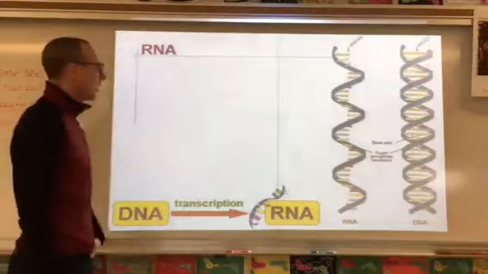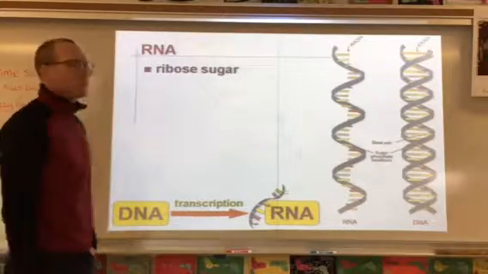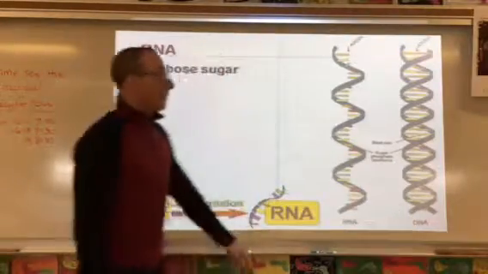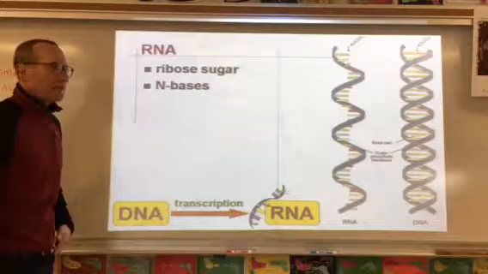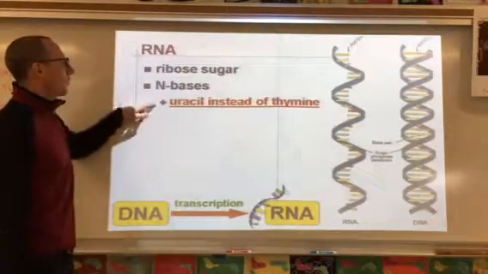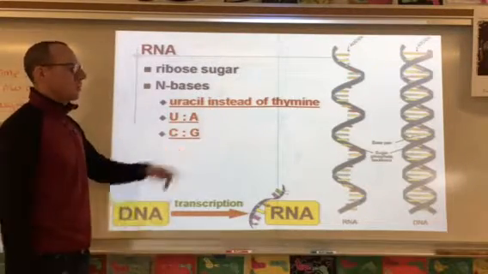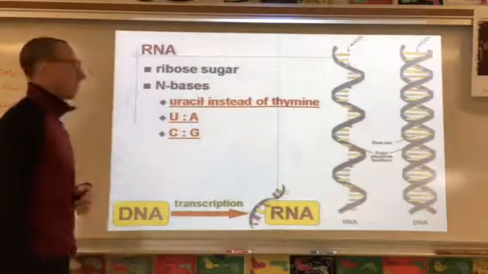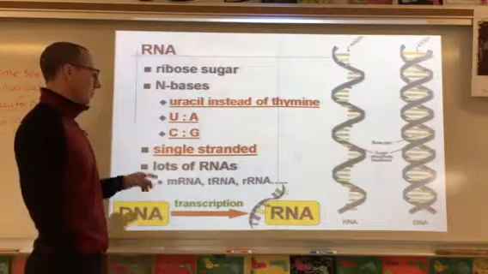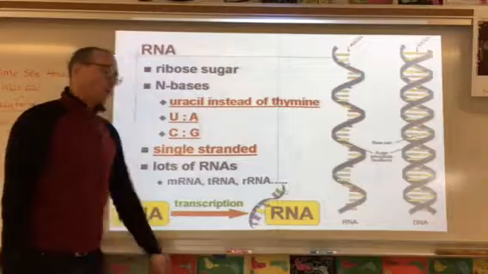Okay, a couple differences between RNA and DNA. RNA has a ribose sugar, whereas in DNA it's a deoxyribose sugar. Notice it is single-stranded and DNA is double-stranded. The nitrogenous base pairs are a little different as well. Uracil instead of thymine for RNA, and U pairs with A and C pairs with G, whereas in DNA, A pairs with T and C pairs with G. Lots of different types of RNA. The ones we're going to be concerned with today are mRNA, tRNA, and rRNA.